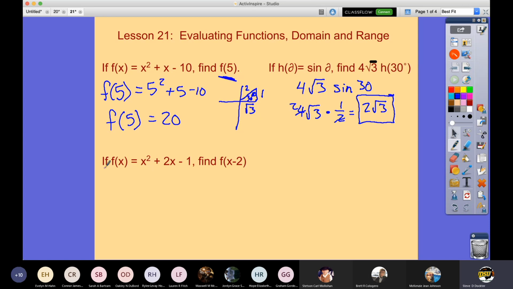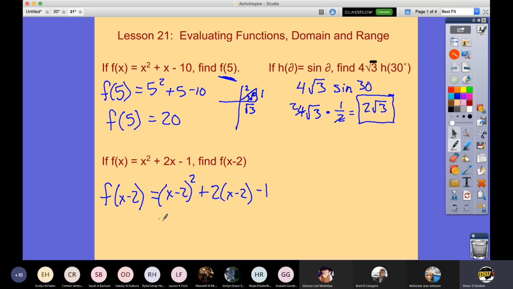All right, for the next one, it says if f of x equals x squared plus 2x minus 1, find f of x minus 2. Now, these two problems are exactly the same, except we have a term, or we have an expression that we have to put in for x every time. So what that means is we've got to go x minus 2 goes in here for x, and then we have to square it, plus 2 times x minus 2 minus 1.